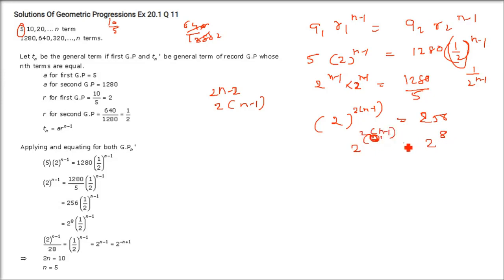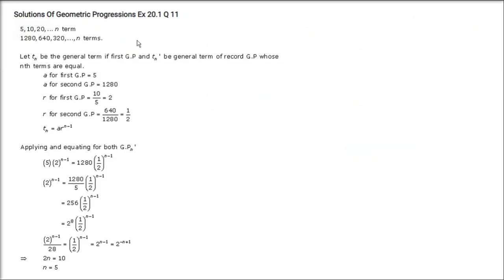Now you can equate this to twice of n minus 1 equals 8. So n minus 1 equals 4, since 2 fours are 8. So n becomes 1 plus 4, that is 5. So the fifth term of these two different GPs are equal.